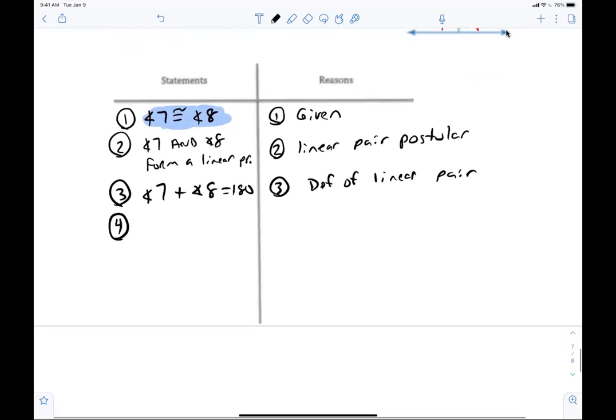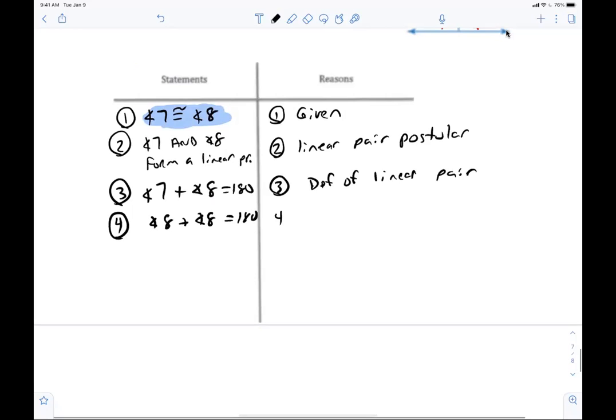So angle 8 plus angle 8 equals 180. That's what again? Substitution. So 2 times the measure, 2 times angle 8 equals what? 180, right?